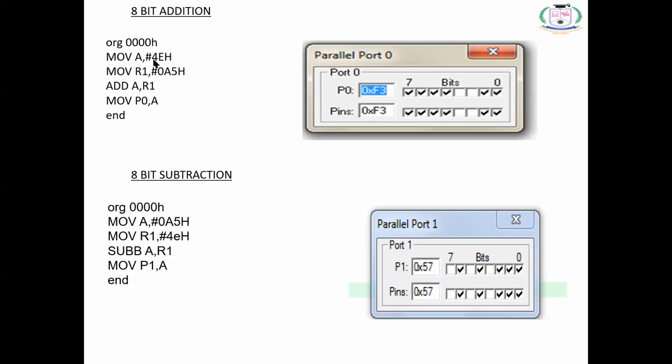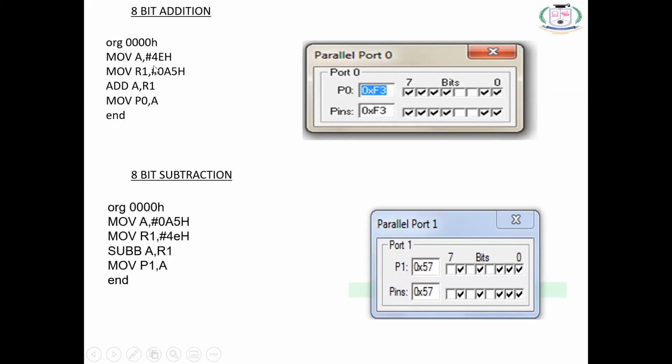MOV A comma hash 4E. So A is equal to 4E. MOV R1 comma hash 0A5. Before alphabets we have to put 0. So what is my R1 value? A5. So A is 4E, R1 is A5. ADD A comma R1. Is it audible to everyone? ADD A comma R1 means 4E plus A5 I have to calculate.